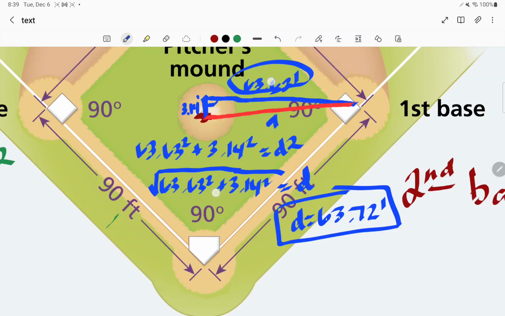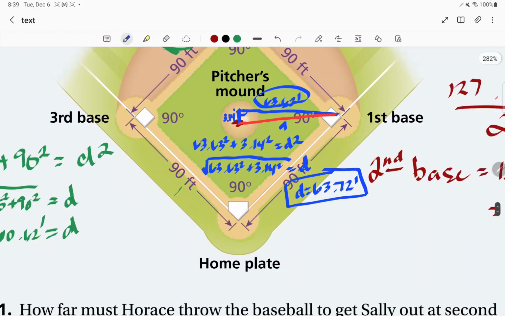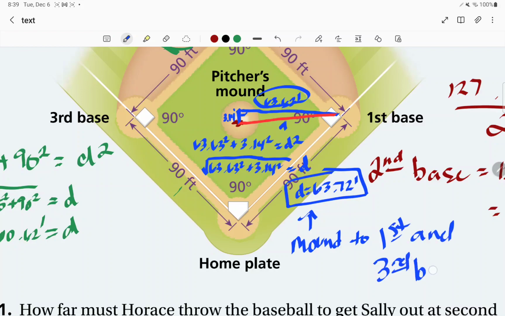And then for third base, it's just reflective symmetry. So third base is going to be the same. So this is from the pitcher's mound to both first and third base would be that 63.75, approximately 3/4 of a foot more than 63.